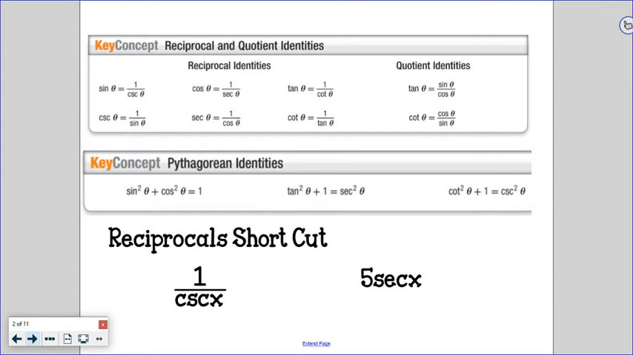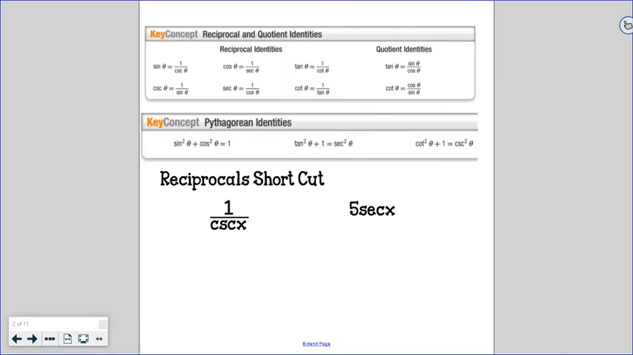One of these shortcuts that can save us a little bit of time deals with your reciprocal identities. If I want to move something in a function, when I move it to the other part of the fraction, it can just be the reciprocal function. For example, if I look at something like 1 over cosecant x, and I'm going to put some stuff around it just to not look like it's disappearing here.